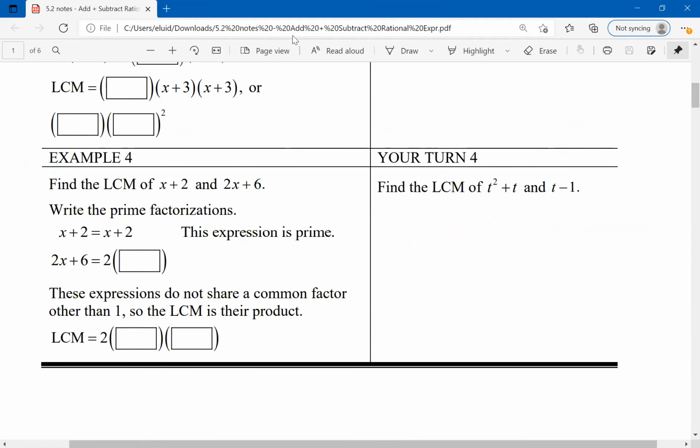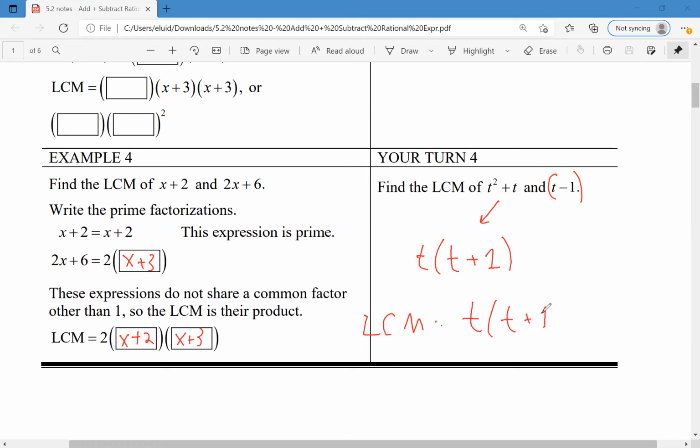All right, so once again, we had 2 times x plus 3. So the LCM is 2, x plus 2, x plus 3. It says these expressions do not share a common factor other than 1, so the LCM is their product. In other words, you just need all the factors together. So for your turn, find the LCM of t squared plus t and t minus 1. T minus 1 is prime, nothing we can do there. T squared plus t, we can just factor out a t and we'll get t times t plus 1. So the LCM, we just need all of those factors together: t, t plus 1, and t minus 1.